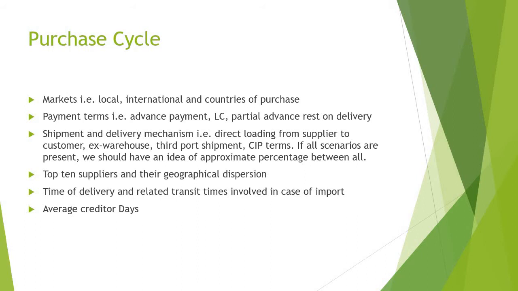Then we should have a clue about shipment and delivery mechanism. For example, there could be direct loading from our supplier to customer, a third port model, or ex-warehouse model could be there, or CIP terms can also be there. So whatever payment terms or shipment and delivery terms are there, we should have an idea, and an approximate percentage of all the mechanisms should also be clear. And top 10 suppliers, yes, every banker will ask you this question, the top 10 suppliers and their geographical dispersion, and time of delivery and related transit times.